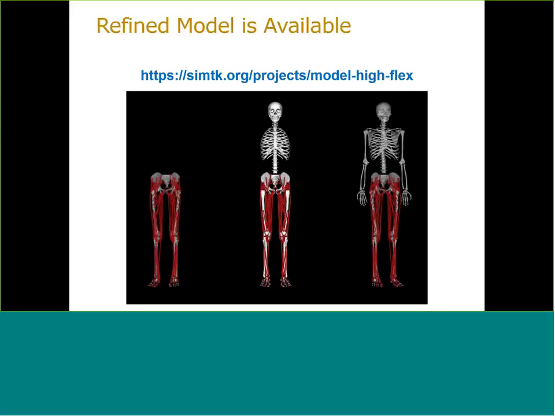So the model is available on our SimTK project page, as Alison mentioned at the start of the talk, and it comes in 3 configurations. It has the lower limb only, it has a torso with the lower limb, and finally the entire skeletal model with torque actuated upper limbs.